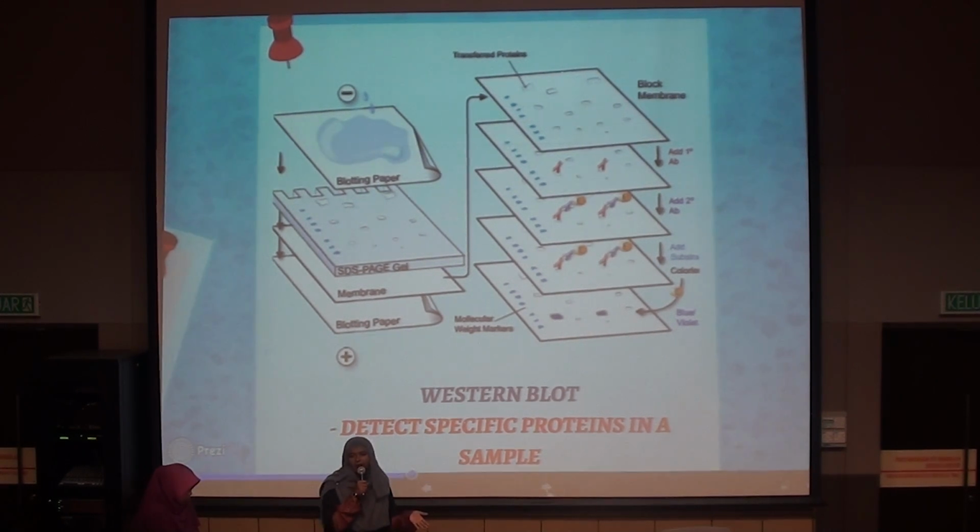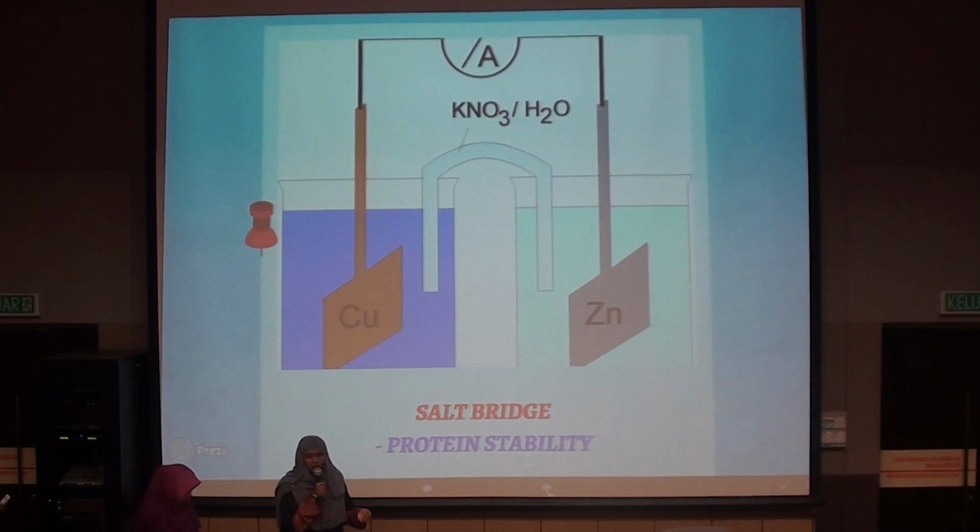Next we have the salt bridge. A salt bridge is just maintaining the enzyme in neutral conditions. We want to ensure that it is in a neutral condition, so we use a salt bridge, because a salt bridge is just a basic electron transfer between, like we know, copper and zinc.